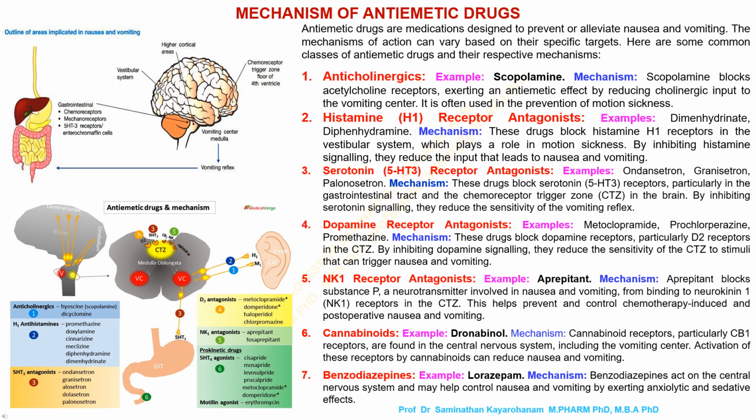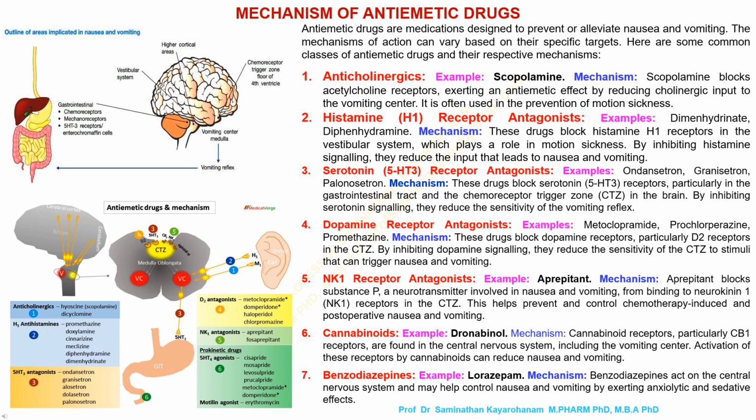5. NK1 receptor antagonists. Example, aprepitant. Mechanism: aprepitant blocks substance P, a neurotransmitter involved in nausea and vomiting, from binding to neurokinin 1, NK1, receptors in the CTZ. This helps prevent and control chemotherapy-induced and postoperative nausea and vomiting.